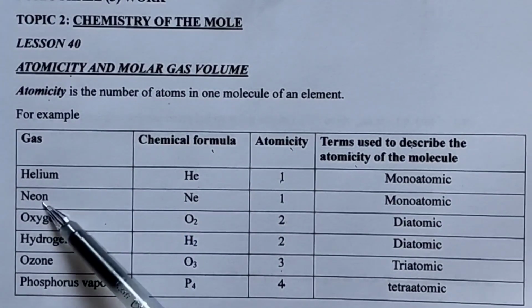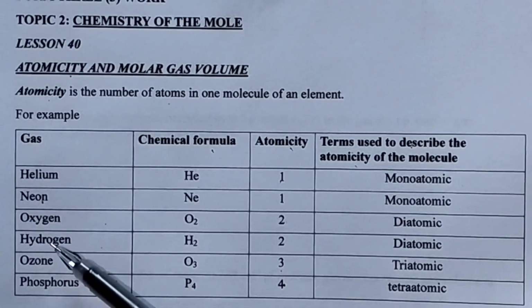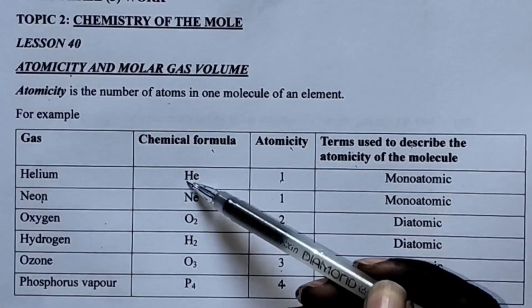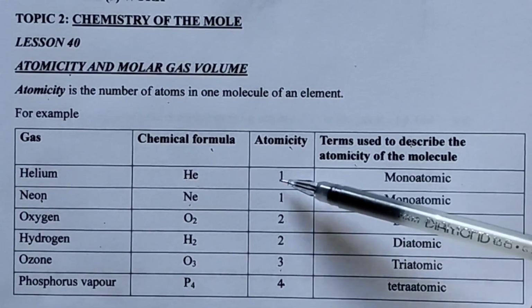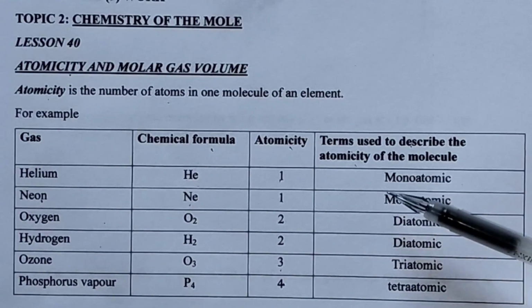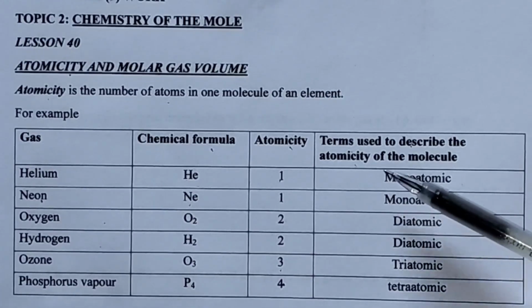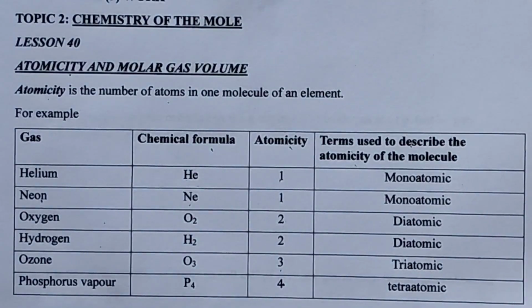Remember, helium and neon were members of the noble gases, and we said noble gases are colorless and monoatomic gases. That means they exist in atom form. The chemical symbol for helium is He, then neon, Ne, and we can also put argon, Ar. Their atomicity will be 1, 1, 1 because they are made up of one atom only. The term used to describe the atomicity of the noble gases will be monoatomic, like helium, neon, and also argon.